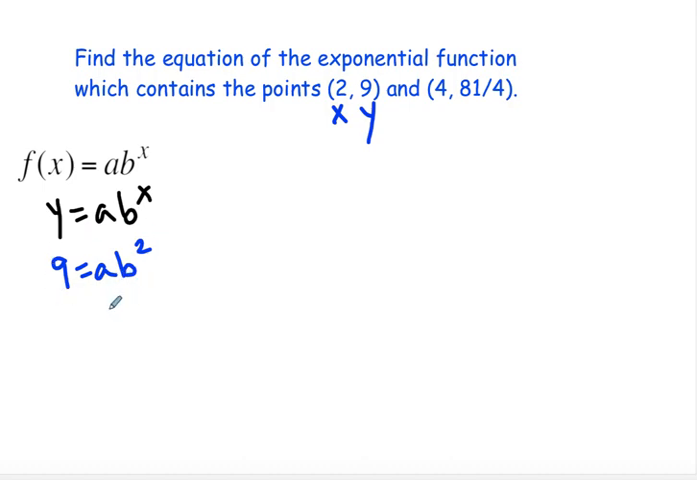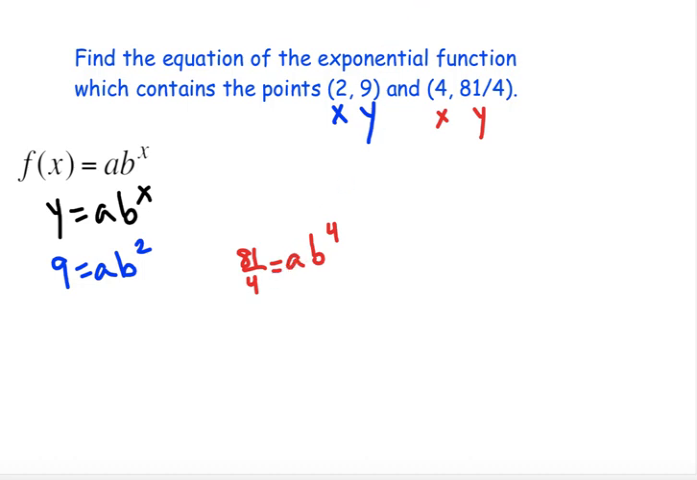So then you could say, well, I'll try the other point. Let's try this point right here. I would put in 81/4 for y. I don't know a, I don't know b, and I'm going to put a 4 in for x. But again, I get stuck because I have 2 unknowns. So what do you do when you have two equations and two unknowns? You can solve using substitution.